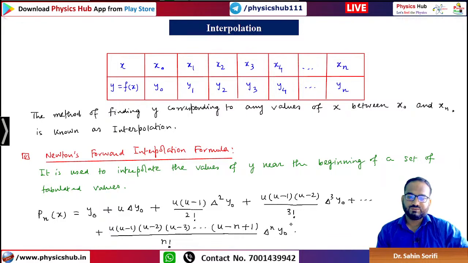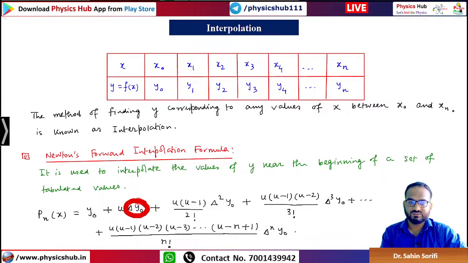Now here we have used this differential. These are called forward differences: delta y0, delta square y0, delta cube y0, delta to the power 4 y0, and so on, delta to the power n y0. So these are called forward differences. To find out these values, we need a forward difference table.